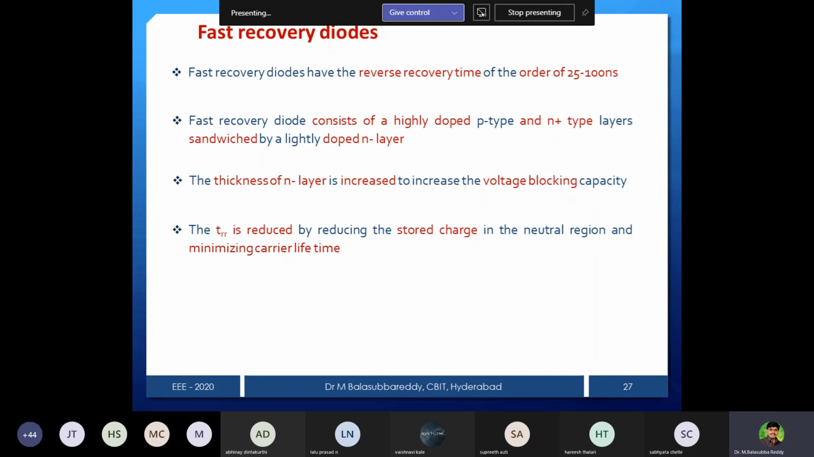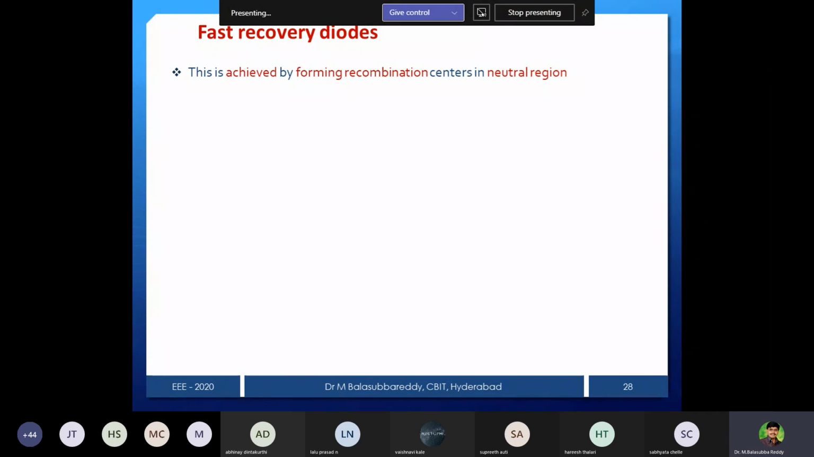And TRR is reduced by reducing the storage charge. We know that TRR is decided by how much charge is stored. If more is stored, it will take more time to dissipate. TRR is reduced by reducing the storage charge in the neutral region and minimizing the carrier lifetime. With less charge, it will recover faster. This is achieved by forming recombination centers in the neutral region.